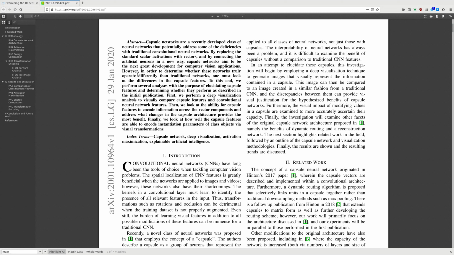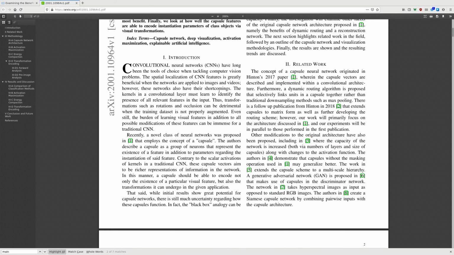First, we perform deep visualization analysis to visually compare capsule features and convolutional neural network features. Then we look at the ability of capsule features to encode information across the vector components and address what changes in the capsule architectures provide the most benefits. Finally, we look at how the capsule features are able to encode parameters of a class of objects via visual transformations.